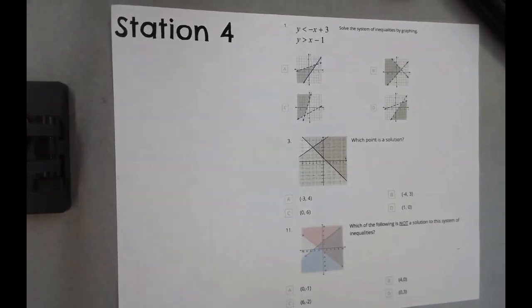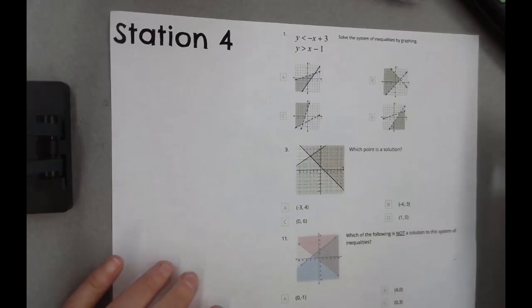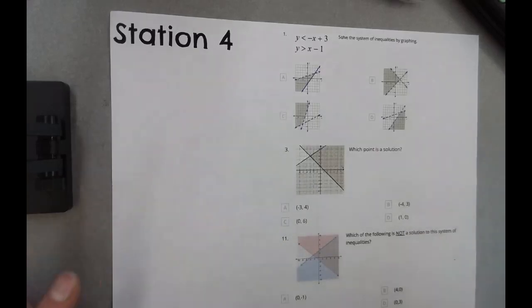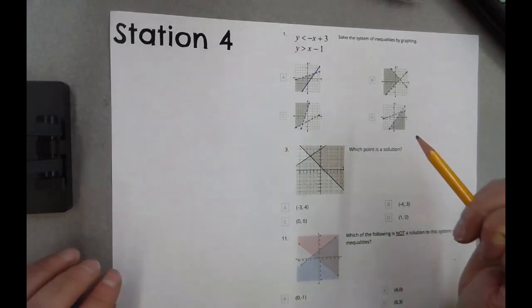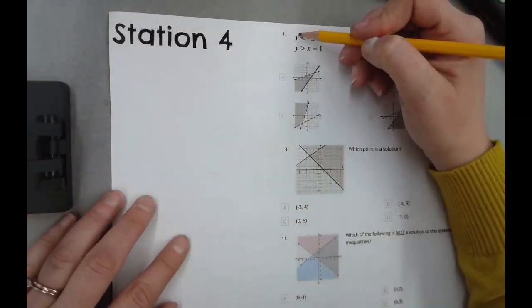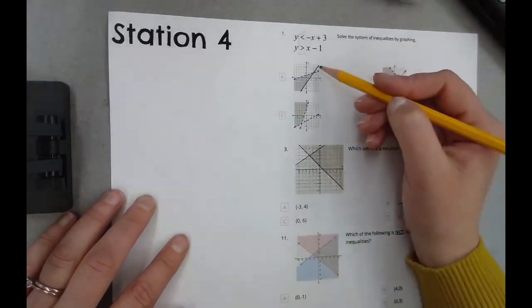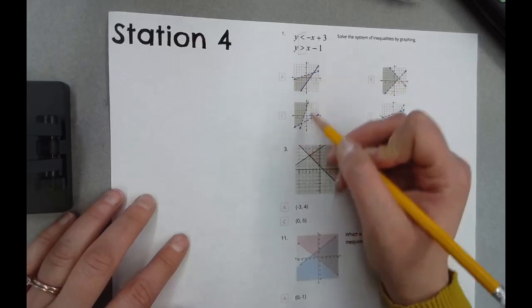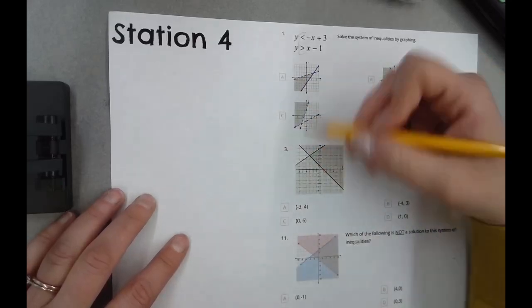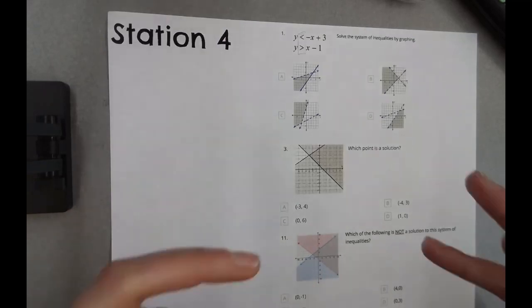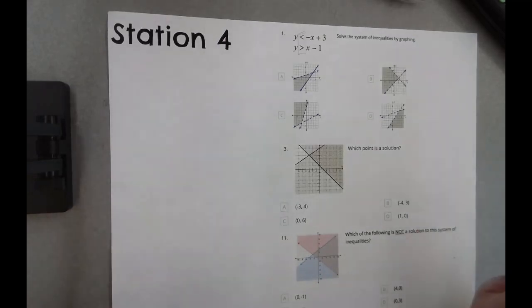Welcome to Station 4, where we are reading, creating, and analyzing graphs of systems of inequalities. I know that it's an inequality because we do not have equal signs in our equations, right? And we see some dotted lines in our graphs, and we see the shading. So those are all signs that these are systems of inequalities, not systems of equations.